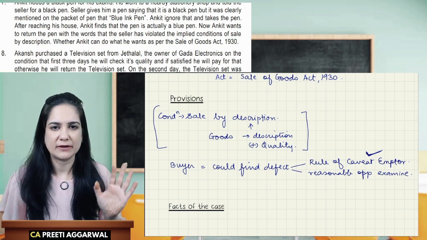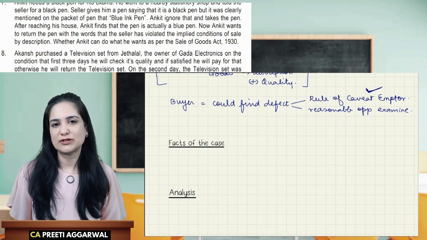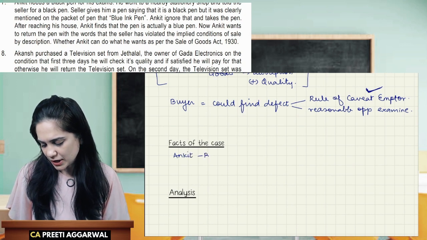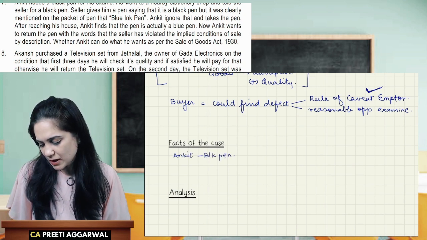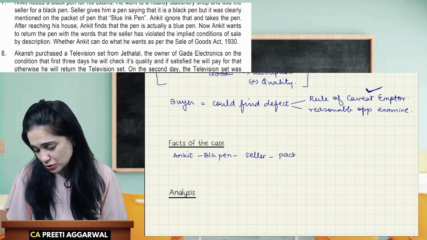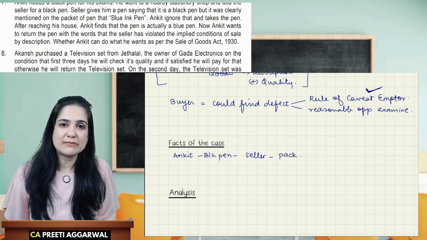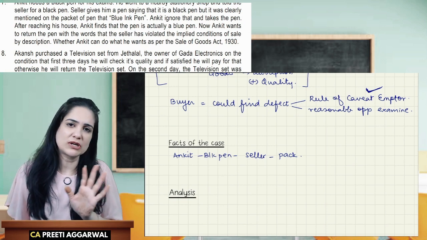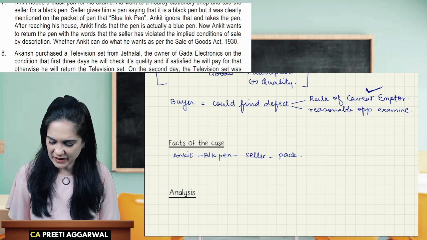So over here, caveat emptor will apply. Buyer, beware. What will you write in facts of the case? So you will write that Ankit wanted to buy a black pen, but the seller gave him a pen which was blue in color. It was also mentioned on the pack. But even after reasonable examination, Ankit buys the pen. Later he finds that the pen was a blue pen. Okay, so you will write the facts.